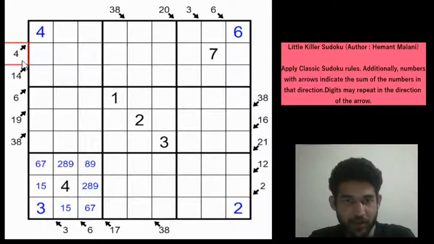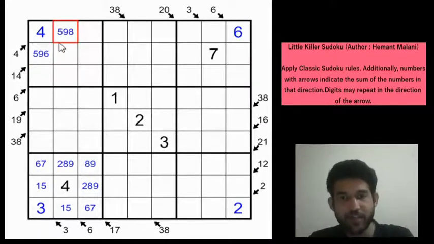Maybe this block. You have a 14 here. A 14 can be either 5 plus 9 or 6 plus 8. So 6 is in this row, so this cannot be a 6. So this is 8 and this is 6. This is the only possible combination satisfying the 14.